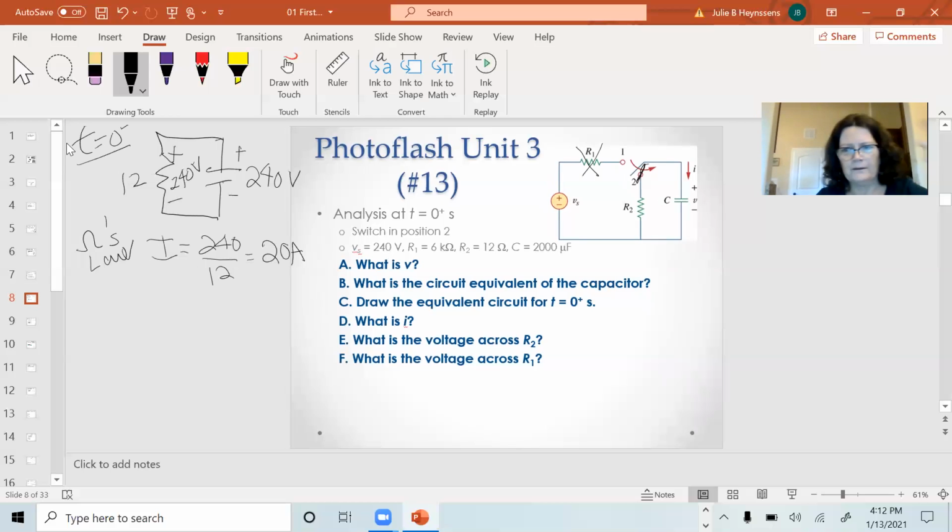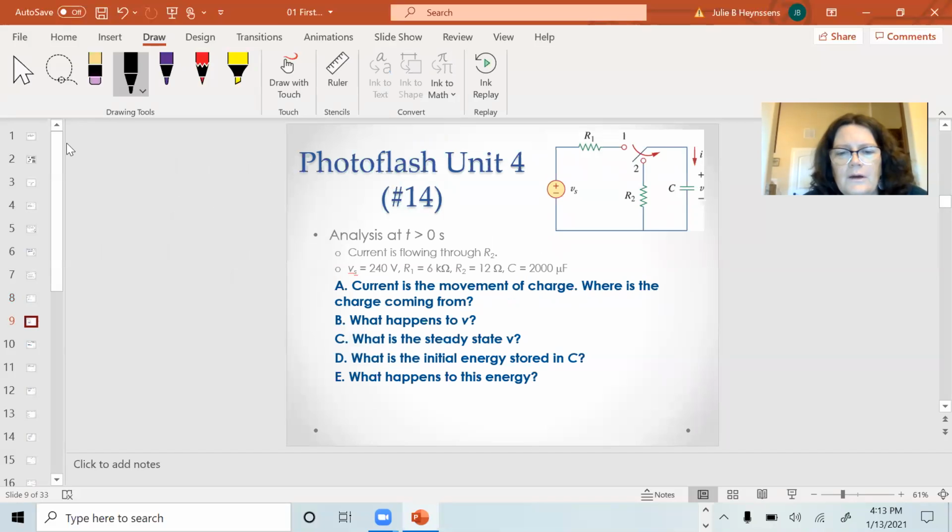You'll see the method, the madness in a few minutes. We figured out what the current is at t equals 0 plus. What's the next thing I'm supposed to say? I'm trying to do this in order. Okay.